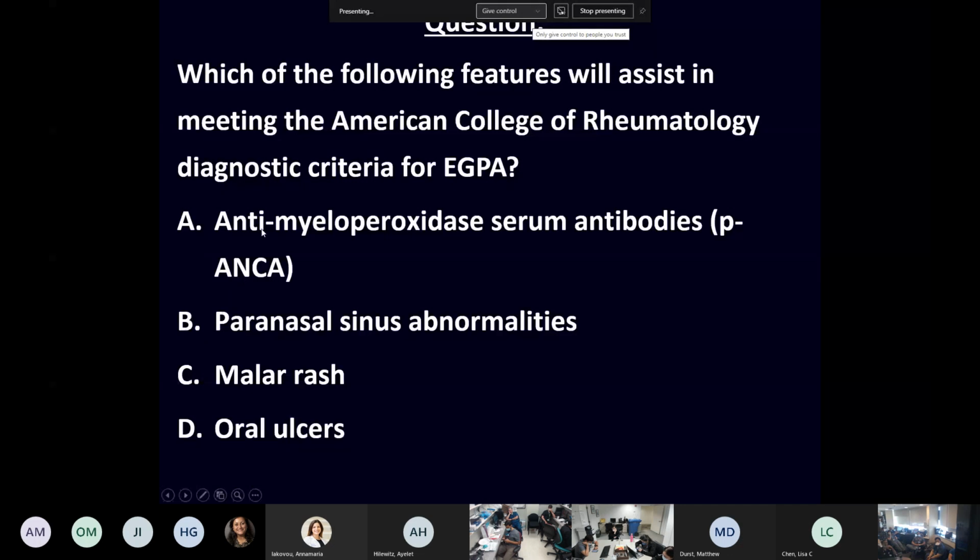A, the anti-myeloperoxidase serum antibodies, or p-ANCA, is positive. B, paranasal sinus abnormalities. C, malar rash. Or D, oral ulcers.